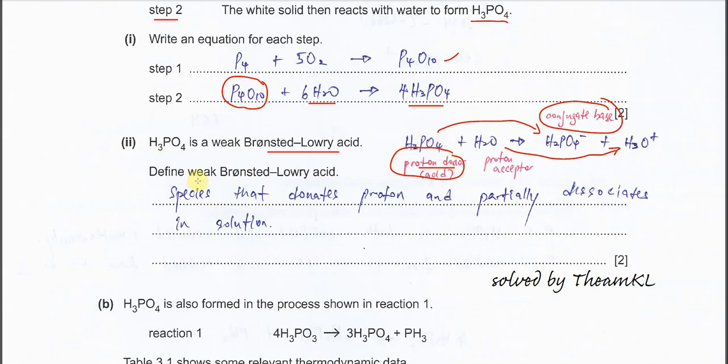Now part 2, define weak Bronsted-Lowry acid. So it's quite easy. The species that donates a proton. Okay, weak acid means it partially dissociates in the solution.